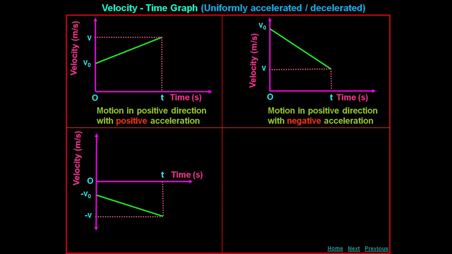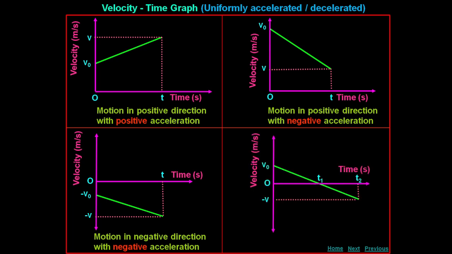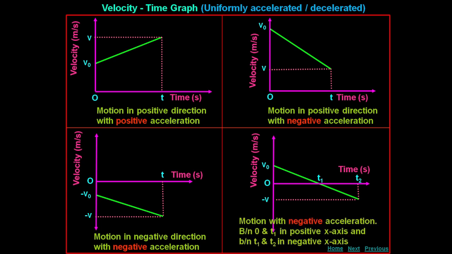Graph with a negative velocity. Motion in the negative direction with negative velocity gives you negative acceleration, and the body is moving from positive to negative. Motion with negative acceleration. So in this case, the motion will have negative acceleration.